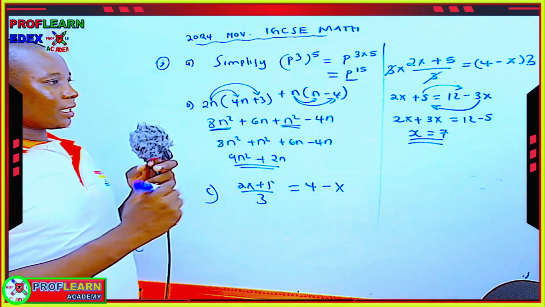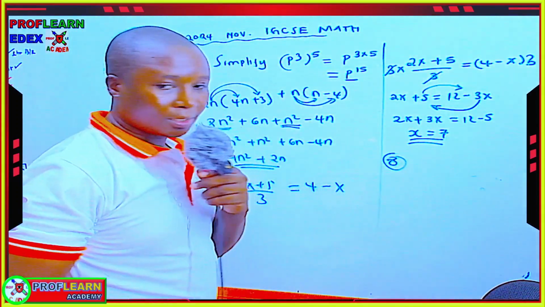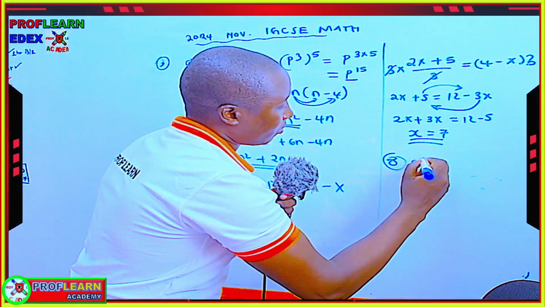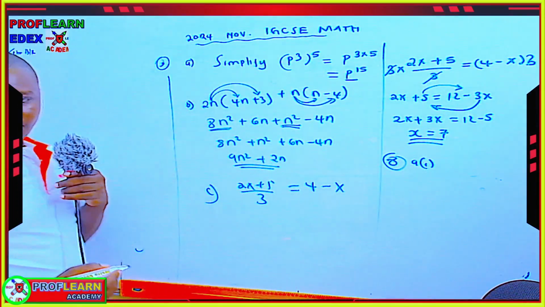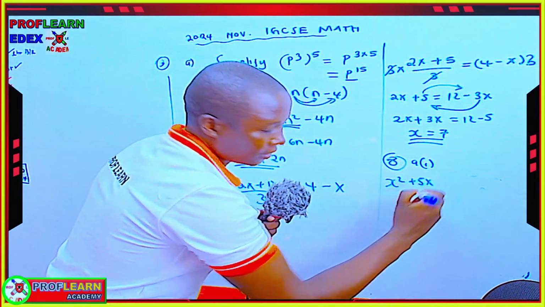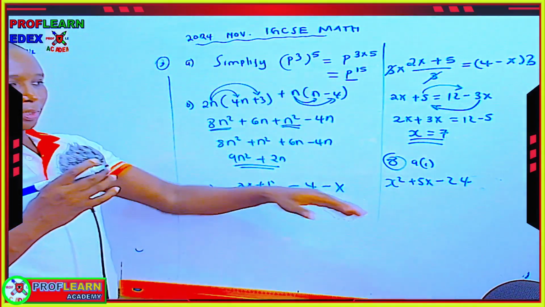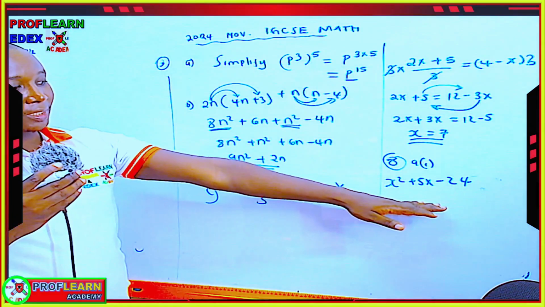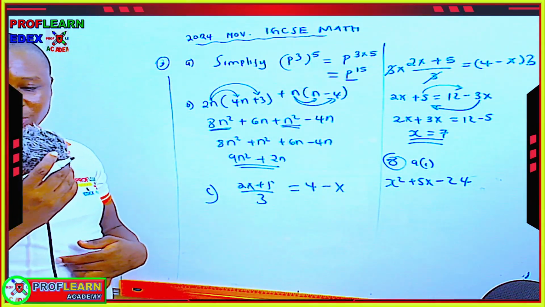Right. Another algebra question that featured is in question number 8. We have a question that says factorize, 8a Roman 1. We are supposed to perform factorization, and this is what you are to factorize: x squared plus 5x minus 24. And of course, once you have factorized this, the next question will be asking you to solve the quadratic equation.